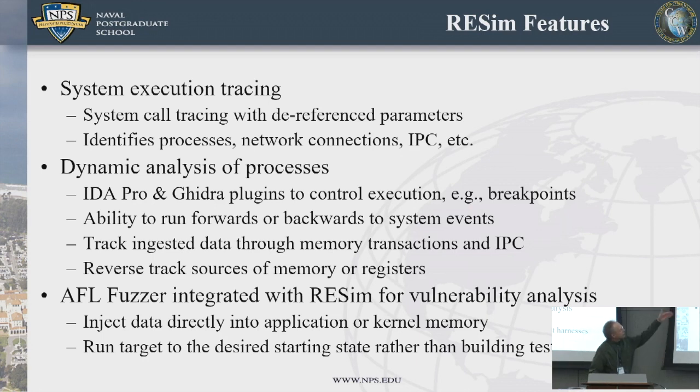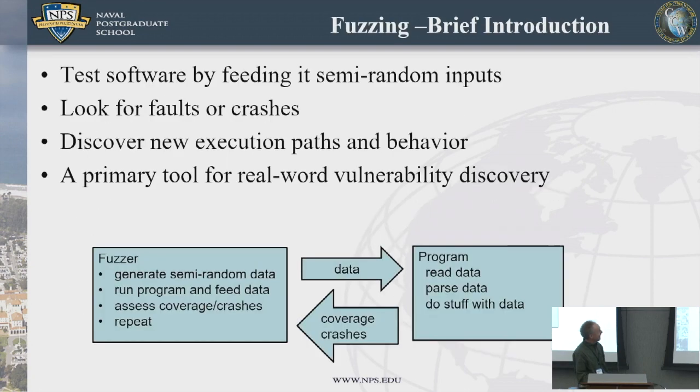We can track ingested data and watch it as it goes through different memory transactions. And we can reverse track data in order to watch and see where selected data has come from. We have integrated the product with the AFL fuzzer that lets us do vulnerability analysis. And with that approach, we are able to directly inject data into the application or kernel memory. And I'll be talking about that more now. Fuzzing might be new to some of you.